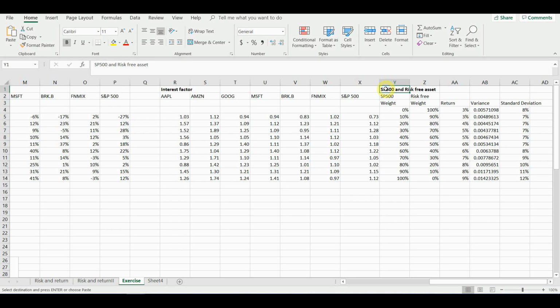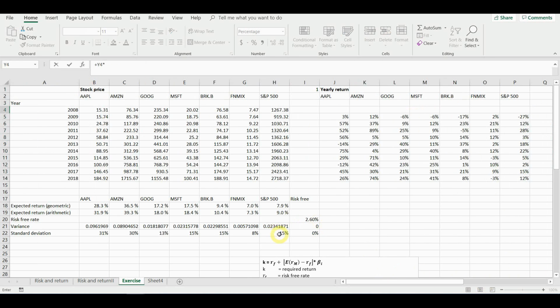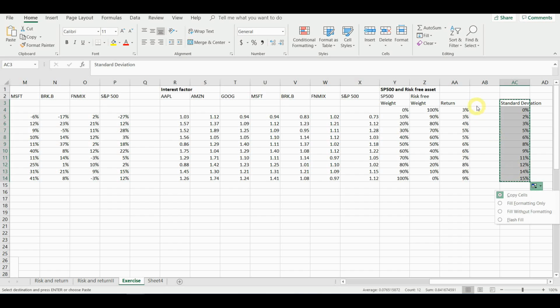Since we are combining the S&P 500 with a risk-free asset, the standard deviation will only be the weight of the S&P 500 multiplied by the standard deviation of the S&P 500. Press F4 here. Drag down the formula. And move this a little.